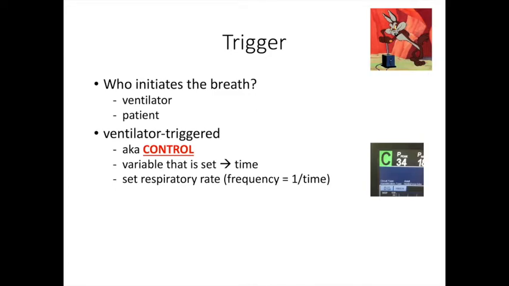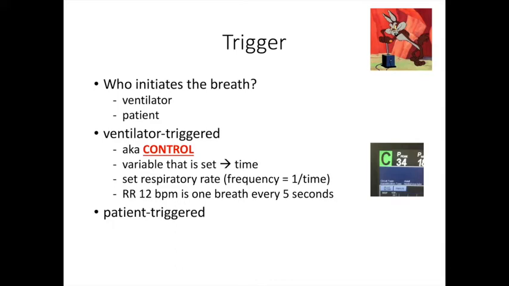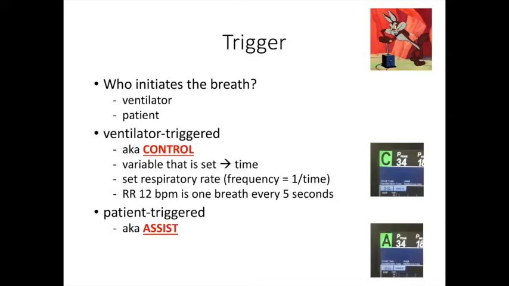However, on the ventilator, we don't really set the time, we set a respiratory rate, and that's because the frequency is the inverse of time. So a respiratory rate of 12 breaths per minute is equal to 1 breath every 5 seconds. A patient-triggered breath is also known as an assisted breath. Flow or pressure changes sensed by the ventilator as a result of patient efforts will trigger this breath.